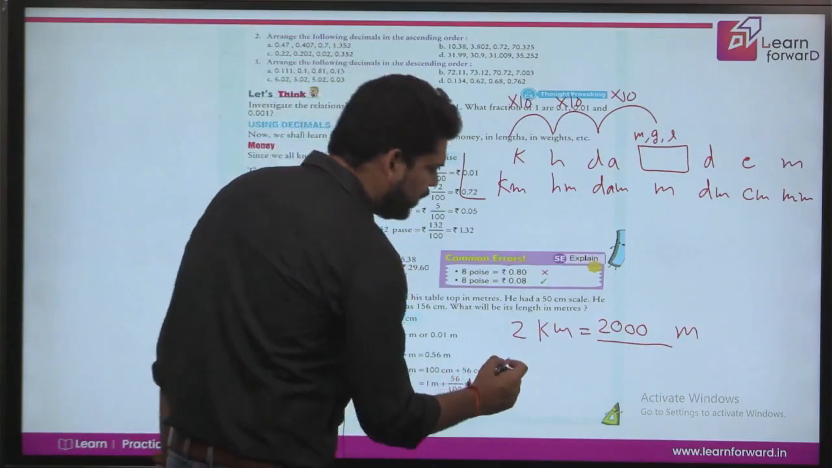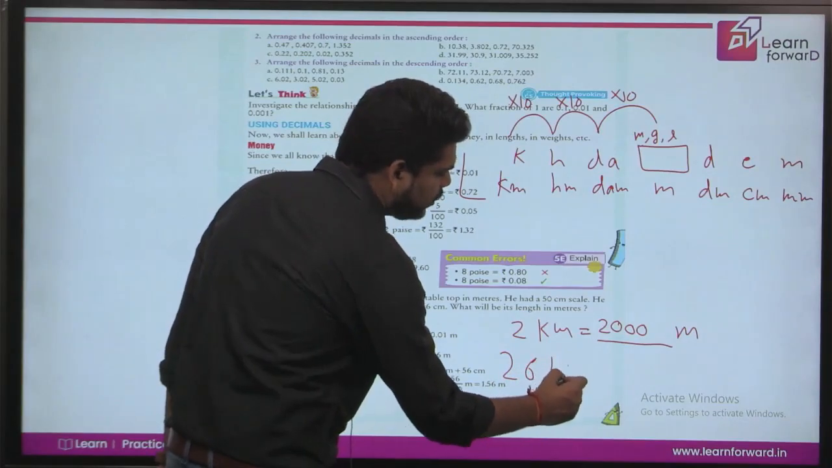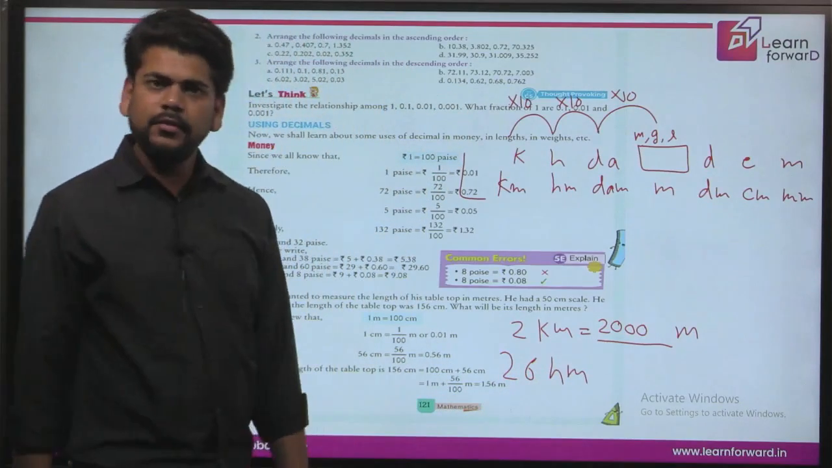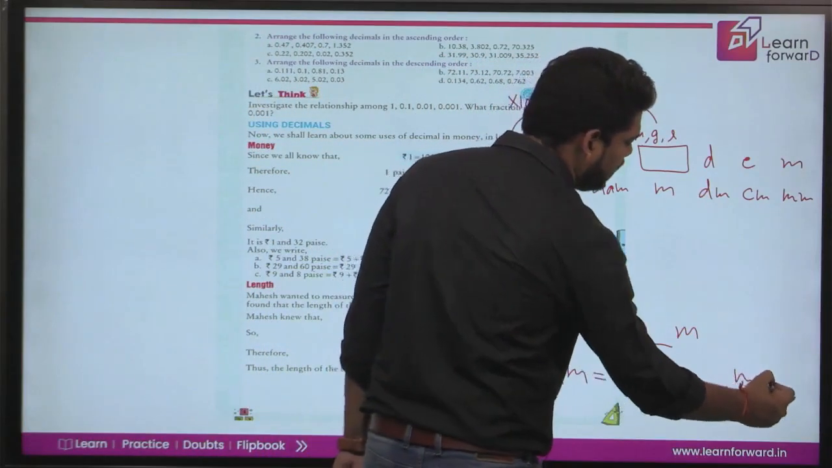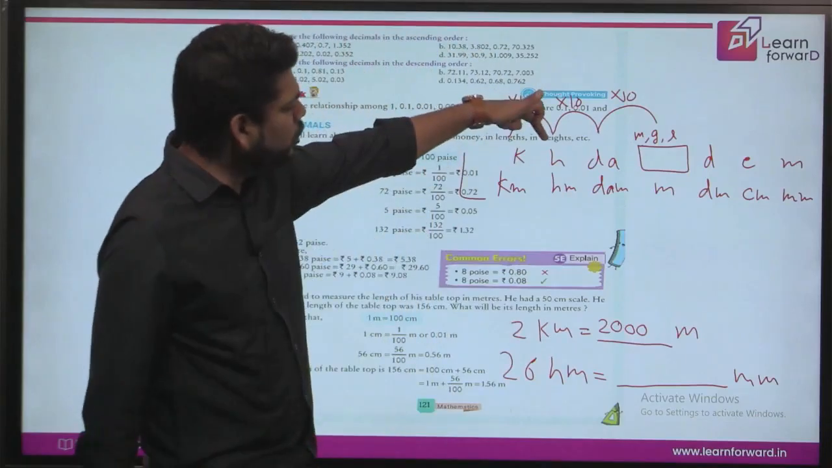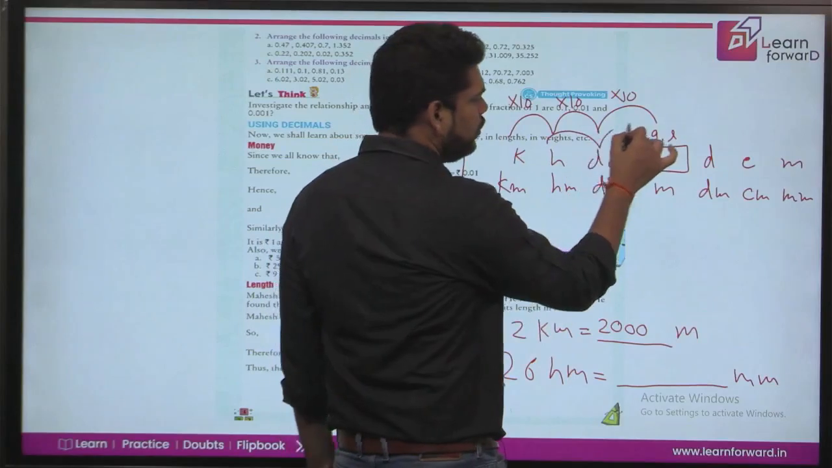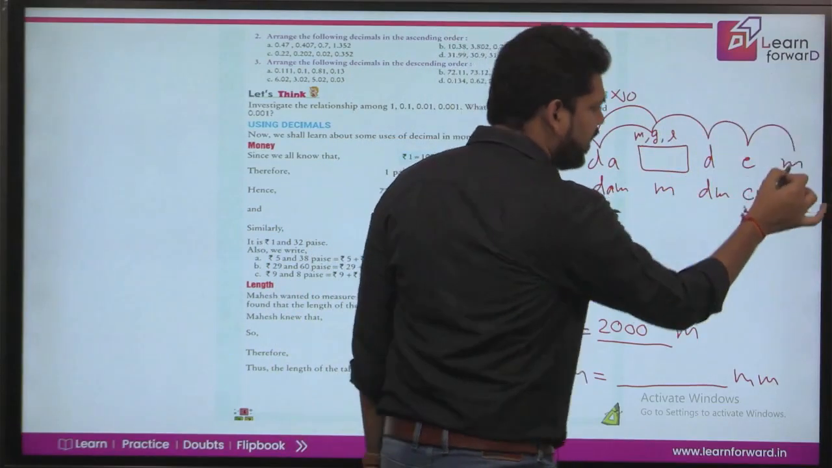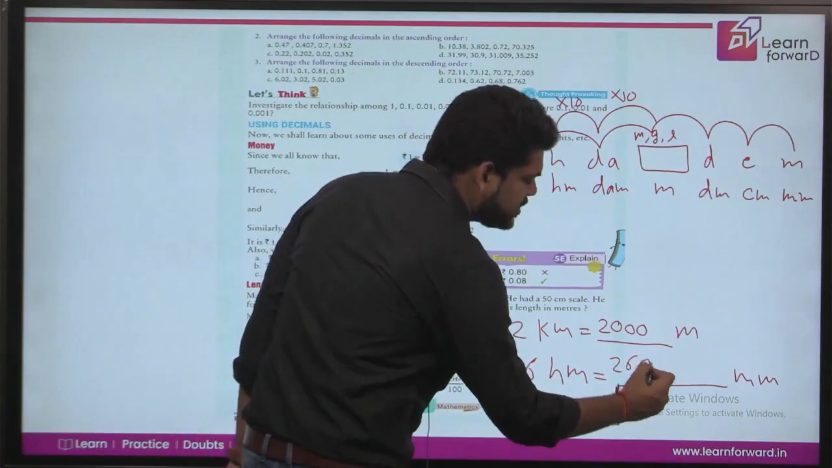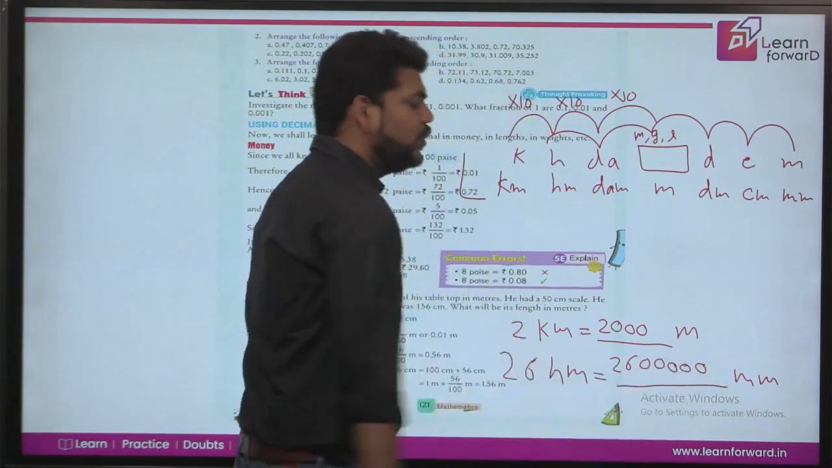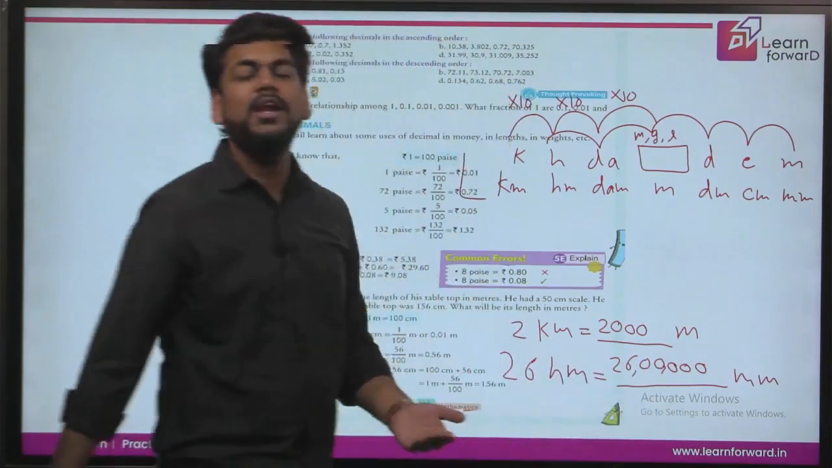Let's do one more example. 26 hectometer. Fine. Now I am at hectometer and the question is asking us to convert it in millimeter. From hectometer I want to reach millimeter. How many jumps? 1, 2, 3, 4, 5. I have to make 5 jumps. So how many 0 will come? 26,0,0,0,0. So 26 hectometer is equal to 26 lakh millimeter.